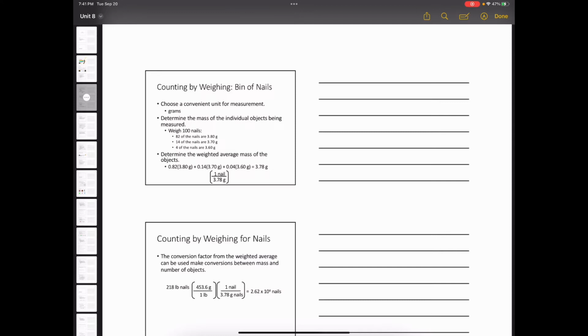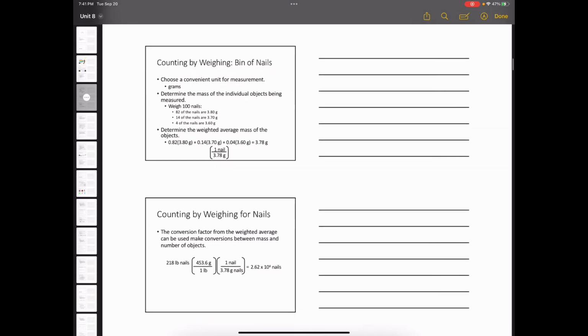Okay, so for the example of nails, I'm going to use grams, and that's the same unit I'll be using later when we're talking about mass or weighing for atoms. So let's say, for example, you go to Home Depot and you grab 100 nails. When you get those 100 nails, you decide to weigh every single one, and you realize there are 82 nails of those 100 that actually weigh 3.8 grams each.